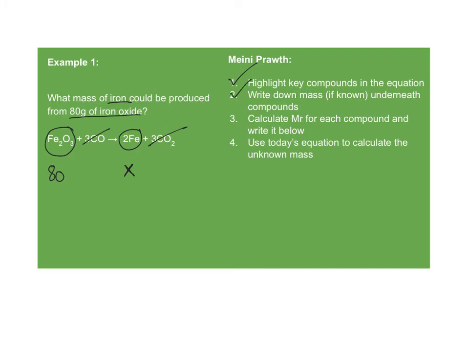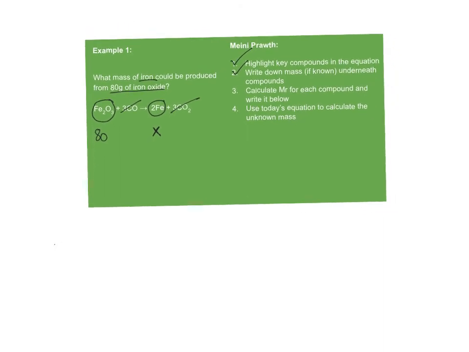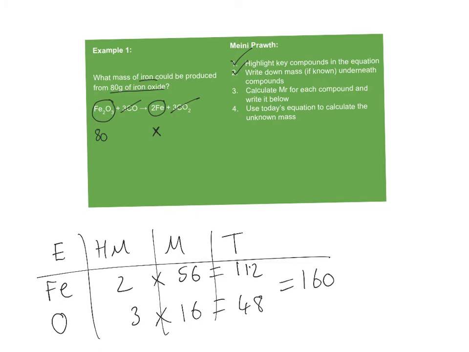Next thing we're going to do is calculate the MR for each compound. So if you wanted to, and I would suggest you do it, you look at your table and you go, right, so element, how many, mass total. I've got iron, I've got 2 irons. The mass number of iron is 56. I've got oxygen. I've got 3 oxygens. The mass number is 16. So I'm just going to put that all in the calculator. Obviously, if you're feeling proper confident, you can do it in your head, but I would suggest you just check it on a calculator. So that equals 160.